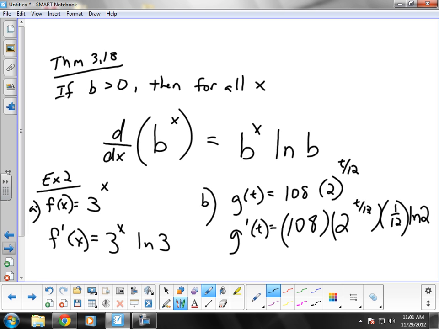And now I need to simplify this. So 108 times 1 over 12 would be 9. And then you can move the ln of 2 up in the front if you want, or you can leave it back behind. Well, you can stick it in the calculator if you want to.